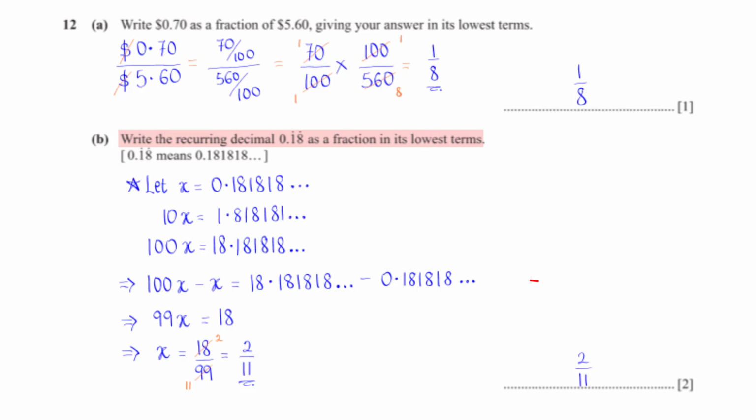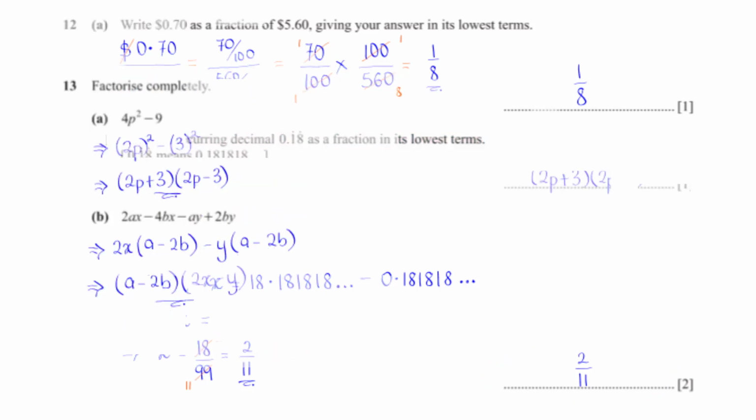And so that gives us 100x minus x equals 18.1818 minus 0.1818. The numbers after the decimal point cancel out, and so we are left with 99x equals 18. And when we make x the subject, we get 18 divided by 99. This can further be simplified because 9 goes into 18 2 times and 9 goes into 99 11 times. And so our final answer here is 2/11.